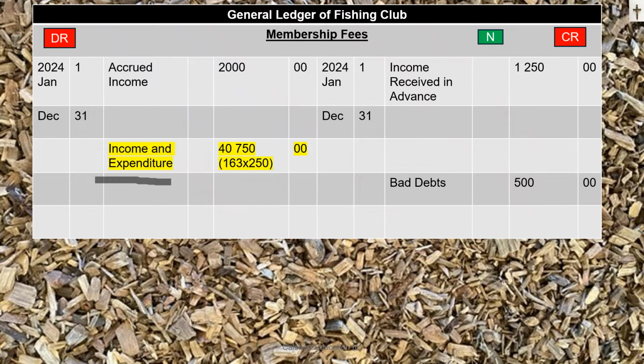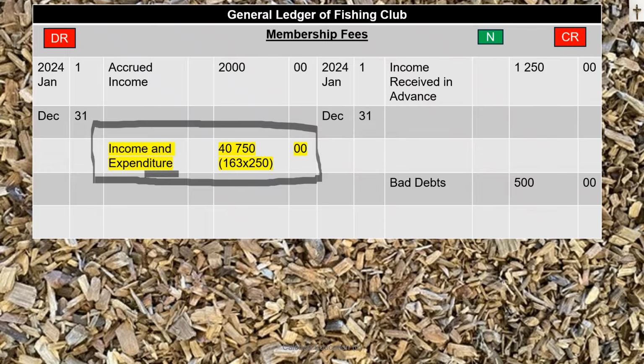And the income that we earn, whether we've received it or not, gets closed off to income and expenditure. So I can actually put this in here. The membership fees, which is the income of the club, gets closed off to an account called income and expenditure. That's why under details, there's income and expenditure. And the amount is the number of members multiplied by the membership fee, which is 250.